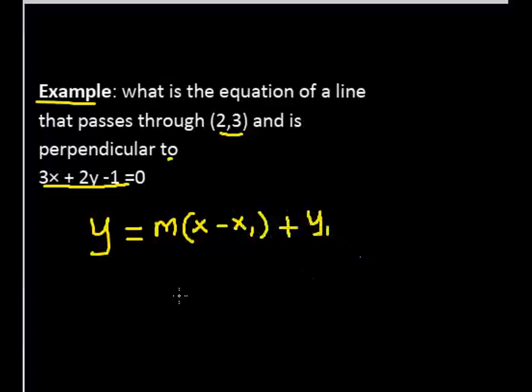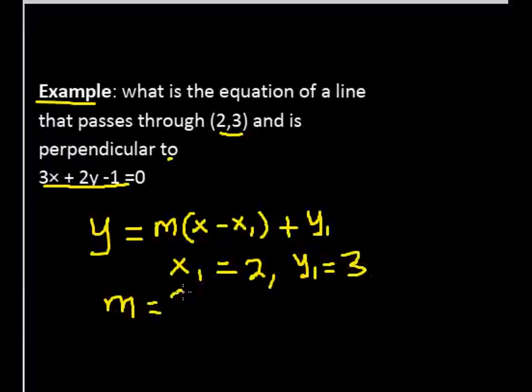Now the point we already know: x1 is 2, y1 is 3. But what we don't know is the slope. So how do we get this slope?